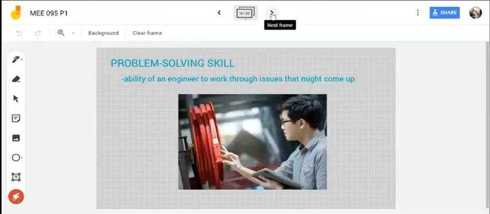Okay, more on that. Next, we have the problem-solving skill. You are developing this during your college period. It is an ability of an engineer to work through issues that might come up. So dapat when you are on the work or on the field na, you are able to troubleshoot any problem when it comes to you. Kumbaga kayang-kaya mong solusyonan yung mga problema kahit na biglaan itong dumating. That is what we call the problem-solving skill.